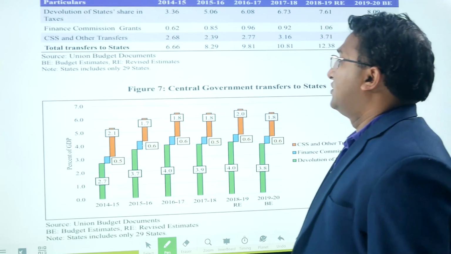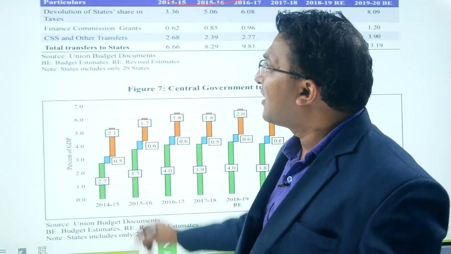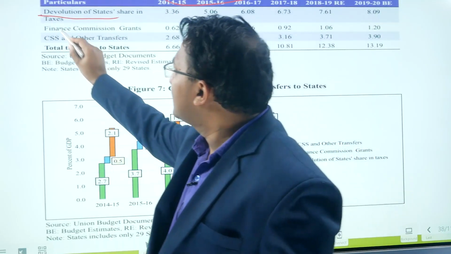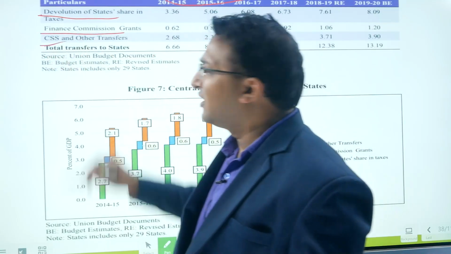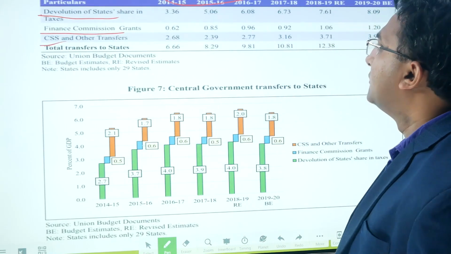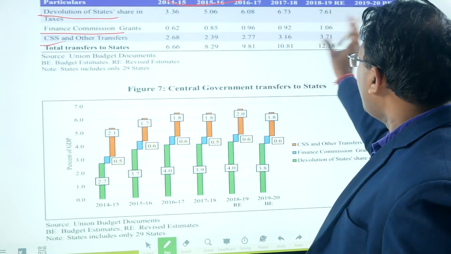Transfer to the state, right? As I told you, there are certain transfers. One transfer is in the form of devolution of taxes. Another is in the form of finance commission grants. And the third one is in the form of central sector schemes, right? You do not need to remember these figures.